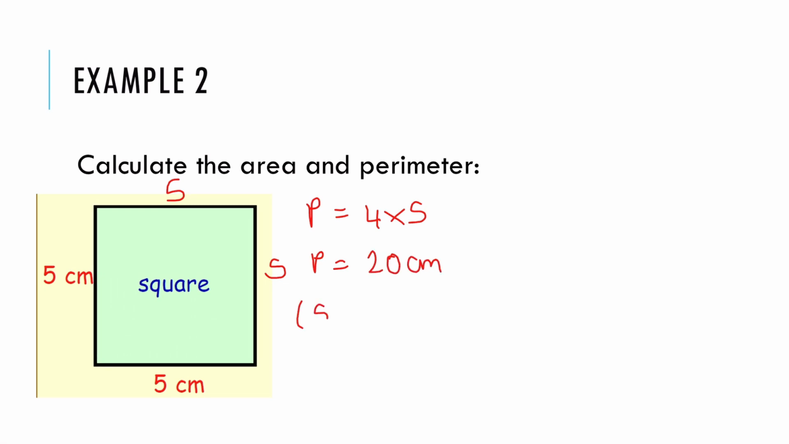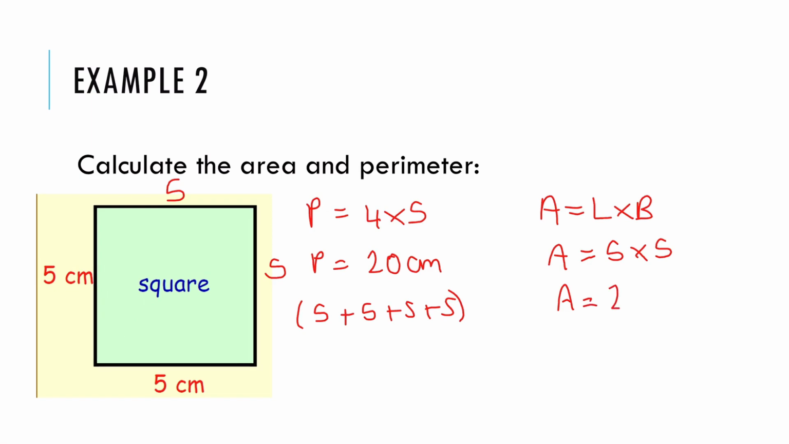I'll put in brackets here that you could also just do 5 plus 5 plus 5 plus 5. Then we are asked for the area, so A equals L times B. In the case of a square, it's the same as saying L squared. And that gives 25 centimetres squared this time.